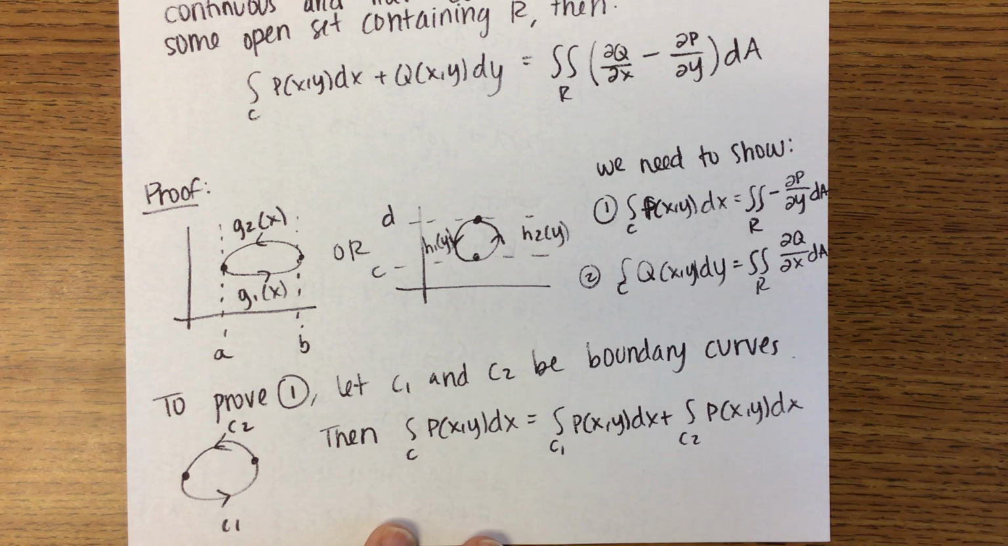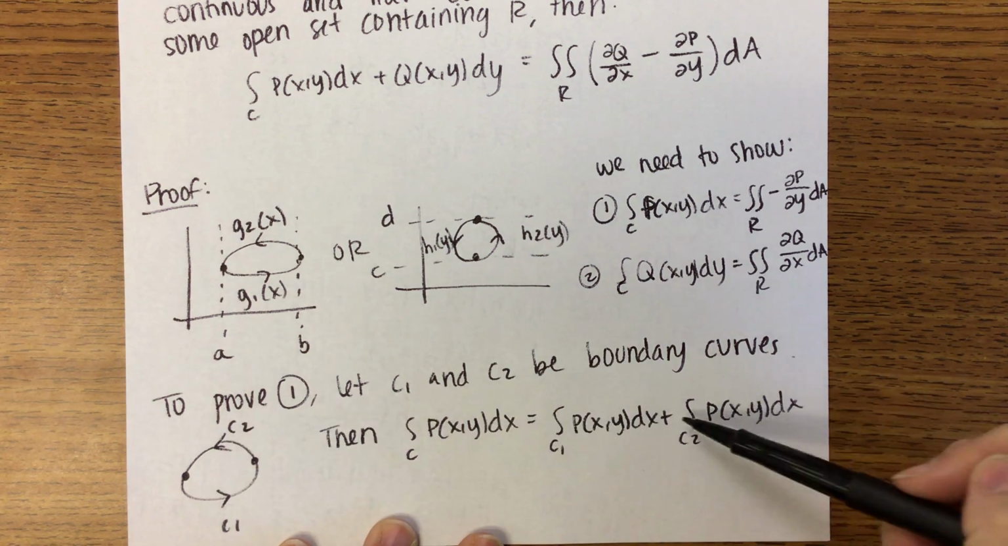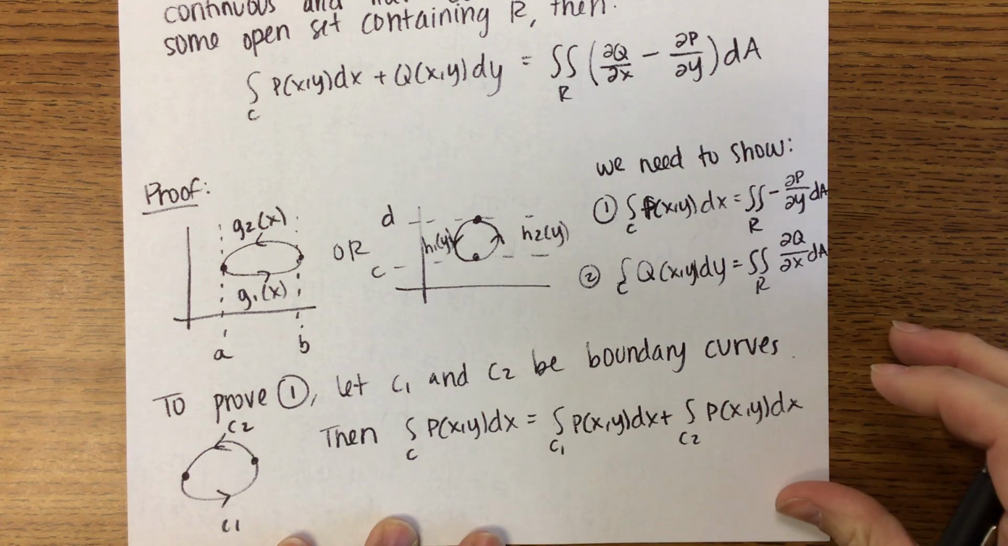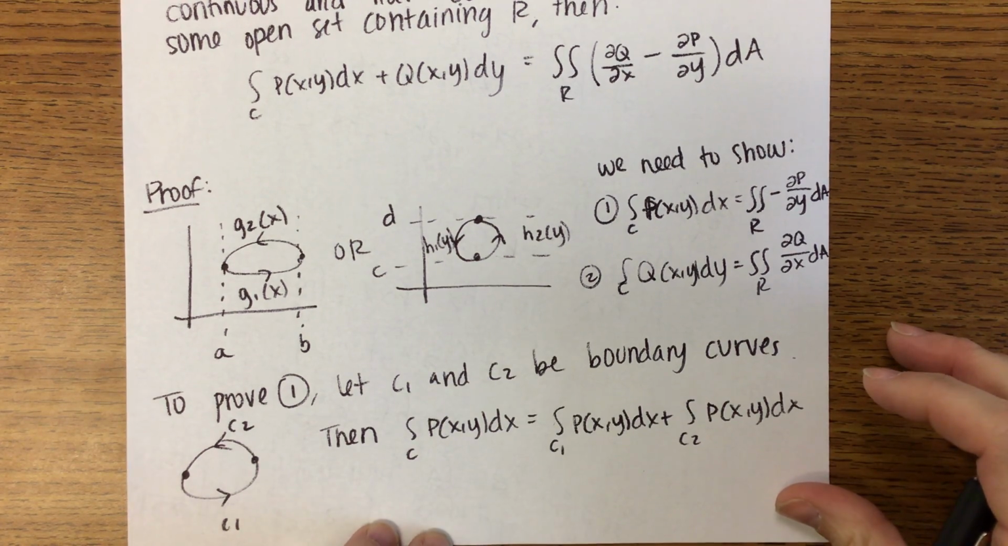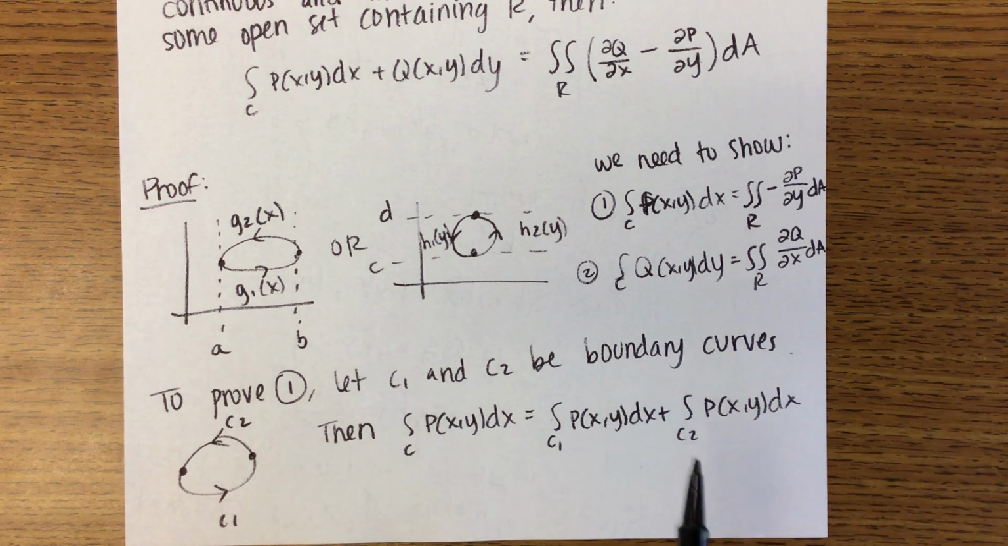Do you all agree? I'm going to integrate over the first curve, integrate over the second curve, add them together. That'll give me the whole curve. It would be more convenient for us if these two curves had the same starting and ending point. So we want them to have the same orientation.